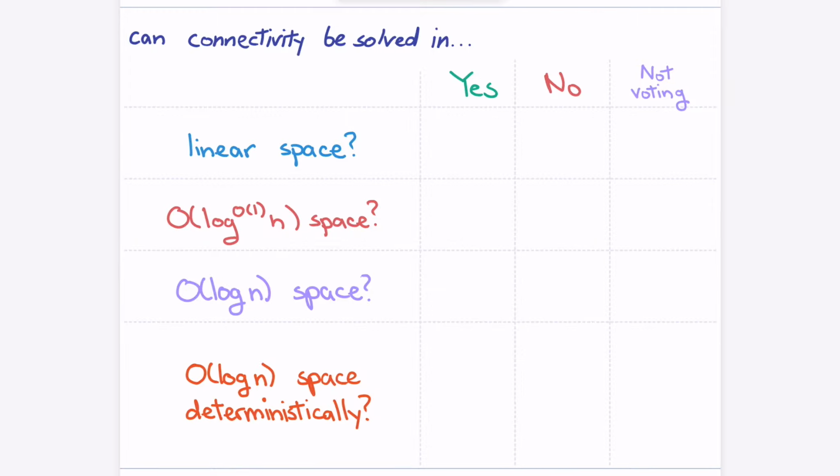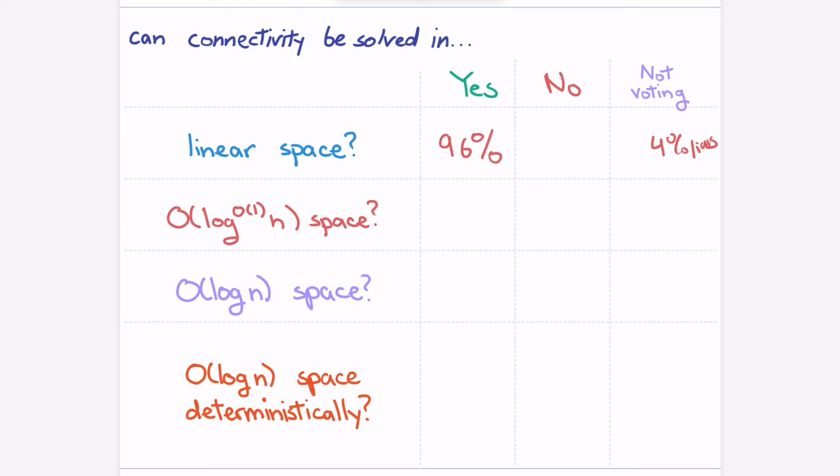Okay, anyone not voting? Okay, good. Who thinks you can do linear space? Okay, so that's incredible. We have a good 96%. Who doesn't think we can do linear space? Okay, 4% liars.